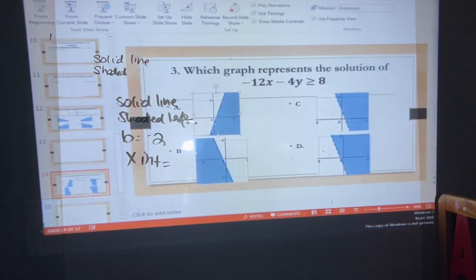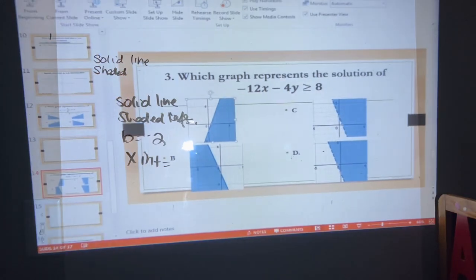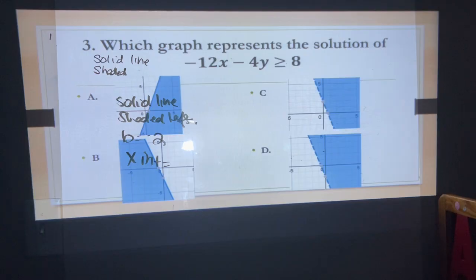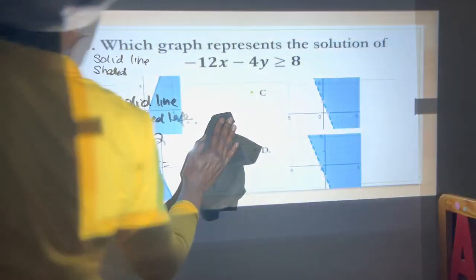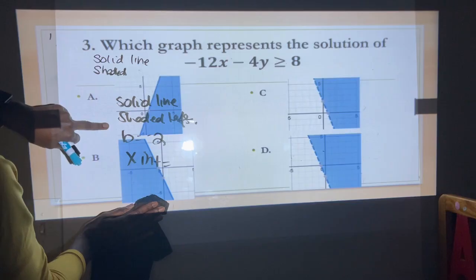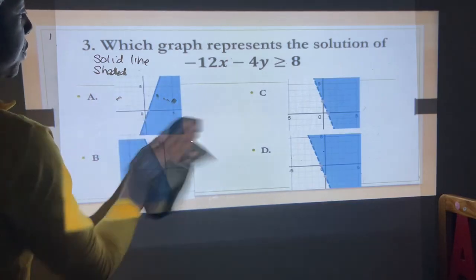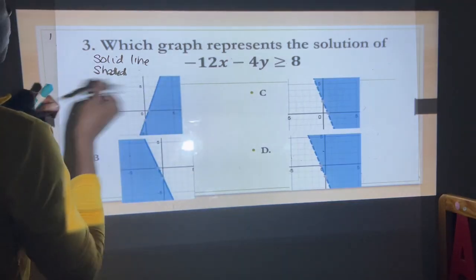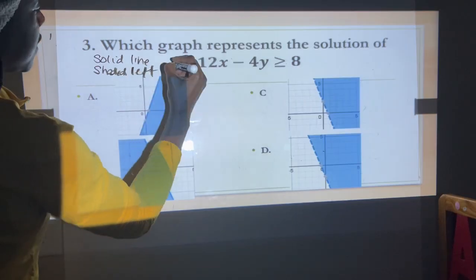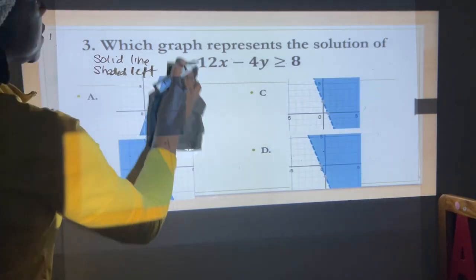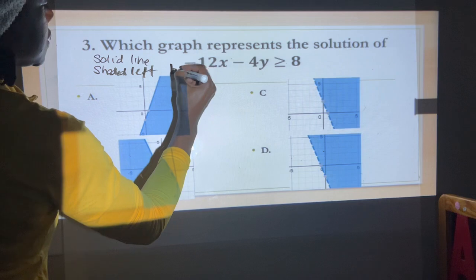So I had to correct myself real quick. It happens. I am human, and I didn't have the answer choice there initially, but I do now from the current slide. We are still working on the same problem. I'm not gonna change this. That's supposed to be a number 4. Okay, so we had solid line, shaded left, and b is -2.